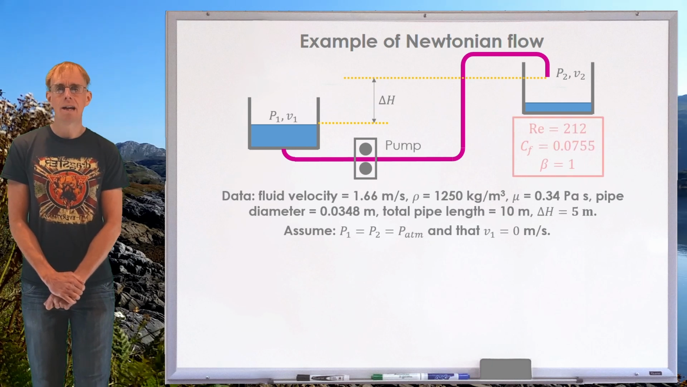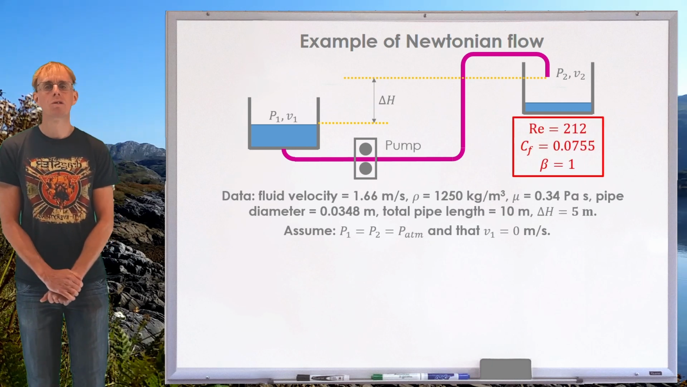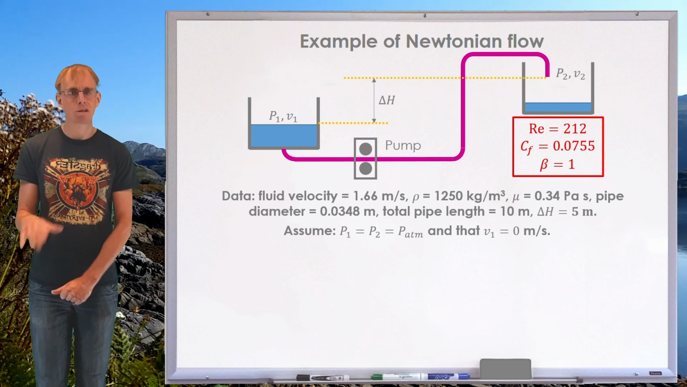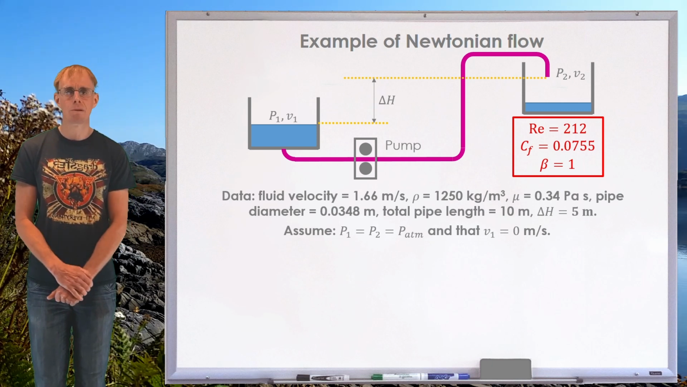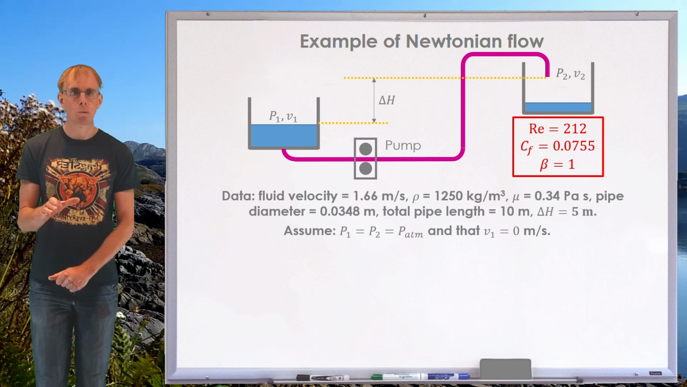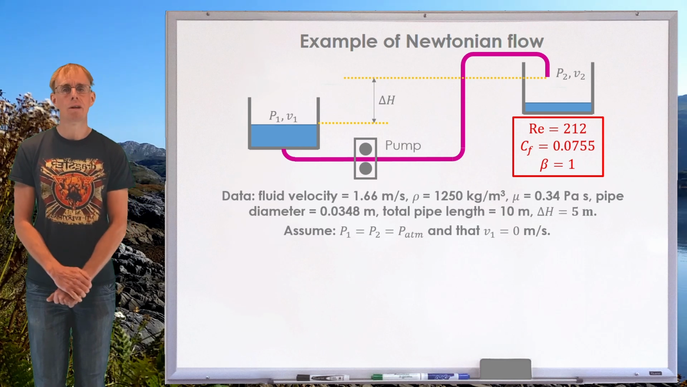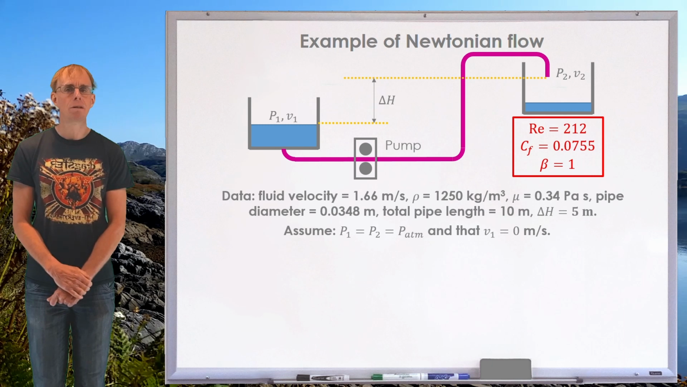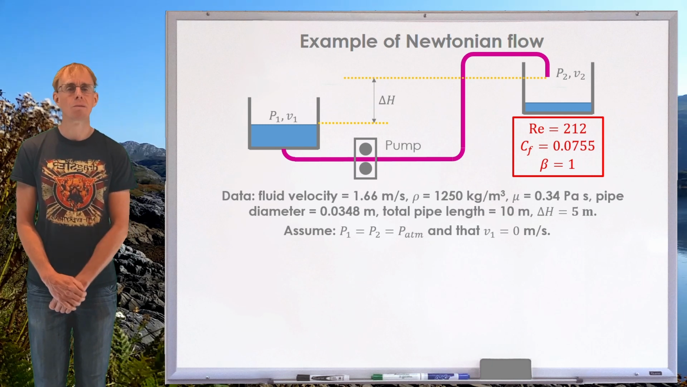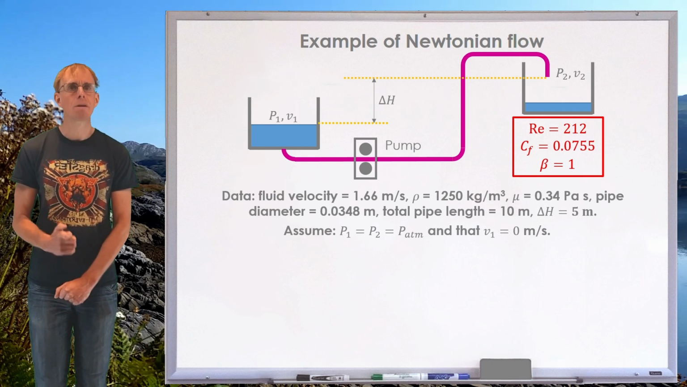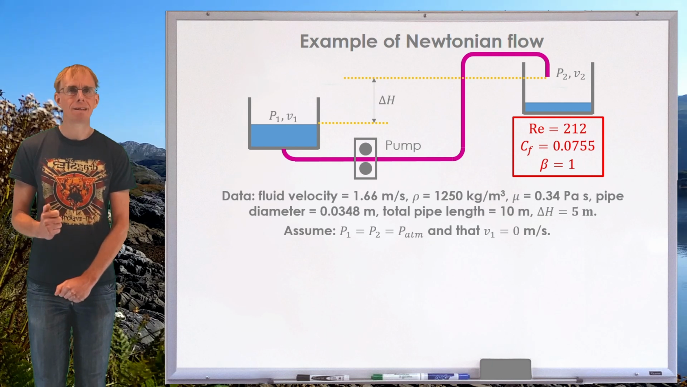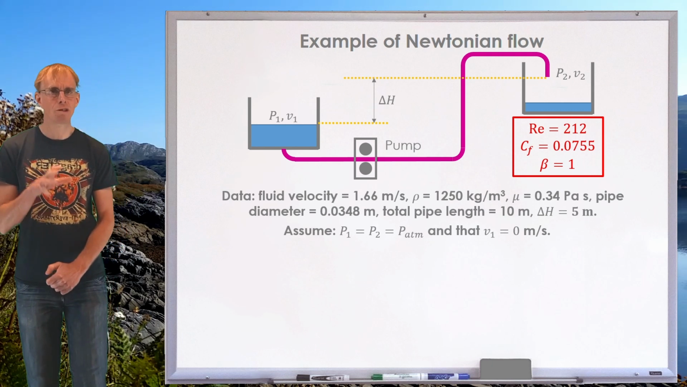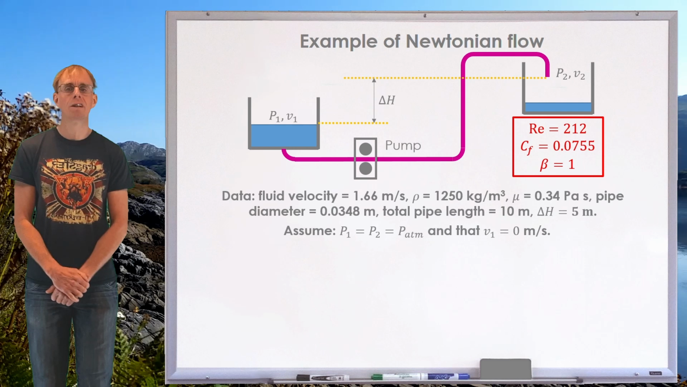So let's now work out what the Reynolds number is. I'm not going to go through that calculation. I'm assuming you're happy with that. The Reynolds number is 212, so we have a laminar Newtonian flow. Our friction factor will be 16 over the Reynolds number, and that's what gives us 0.0755. And for laminar Newtonian flow, beta equals 1, which is that factor that pre-multiplies the kinetic energy term.